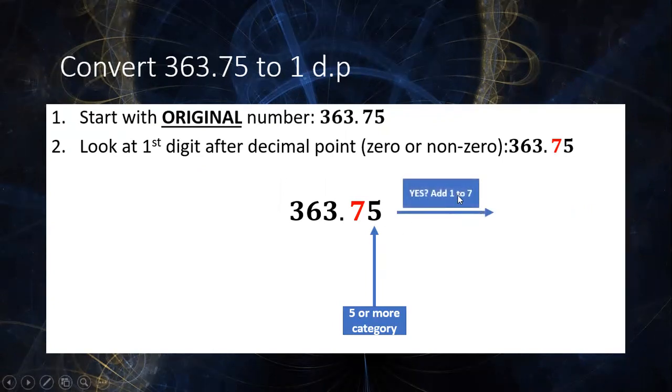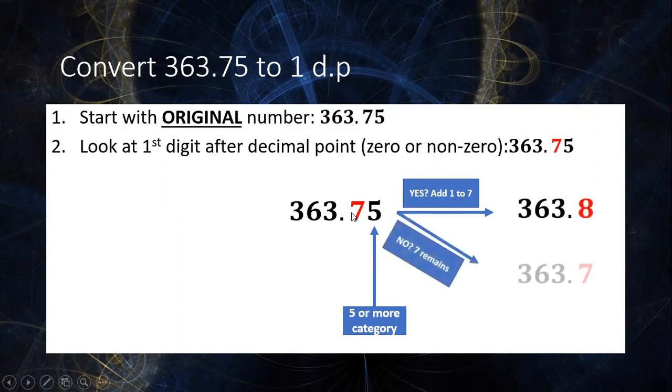If the answer is yes, we add 1 to the 7. If it's no, we leave it as is, and the answer is going to be 363.7. So which is the correct answer, 363.8 or 363.7? Put it in the chat. Hey guys, awesome. So the answer should be 363.8 to 1 dp.